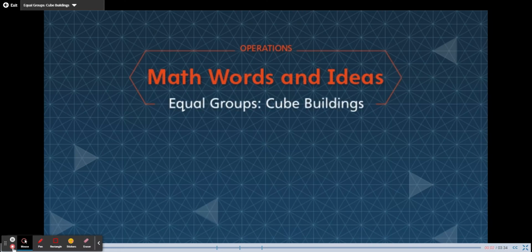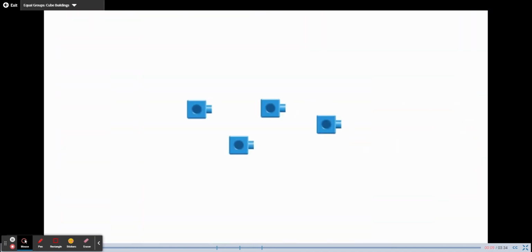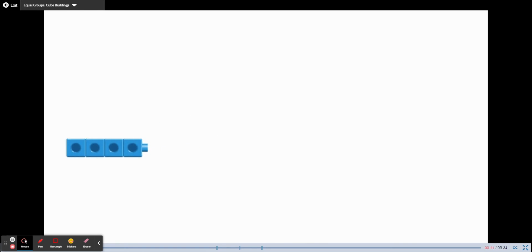Equal groups, cube buildings. I made a building using cubes. Each floor has four rooms. One floor has four rooms.